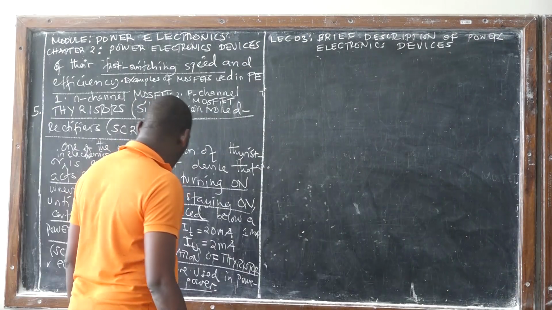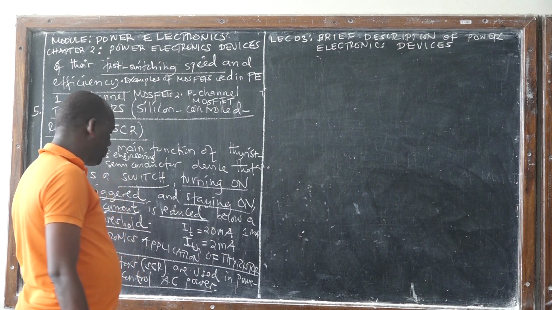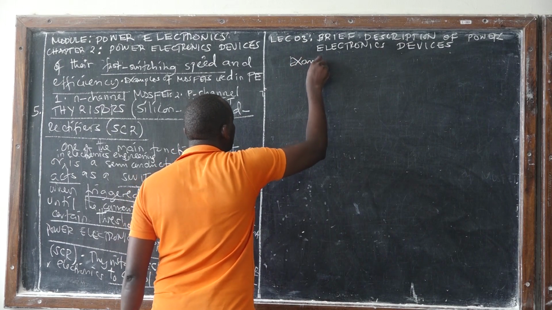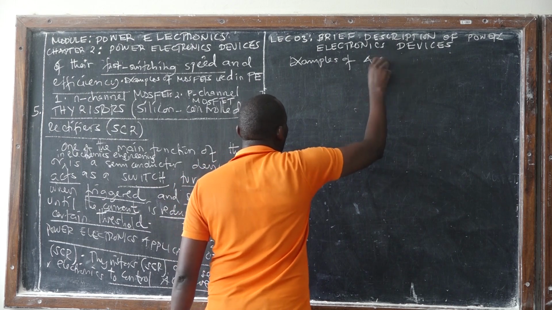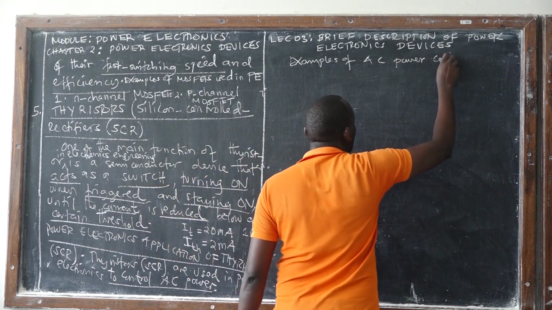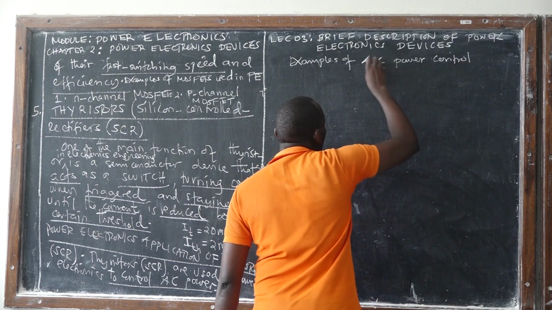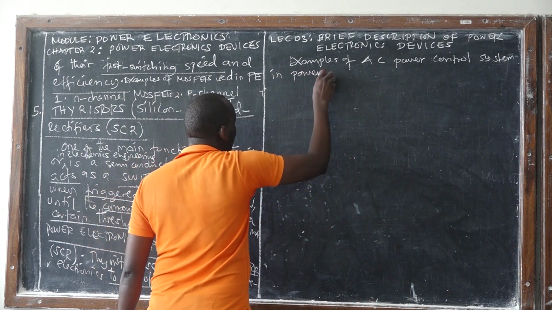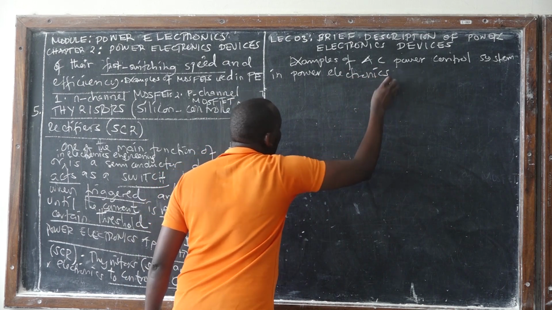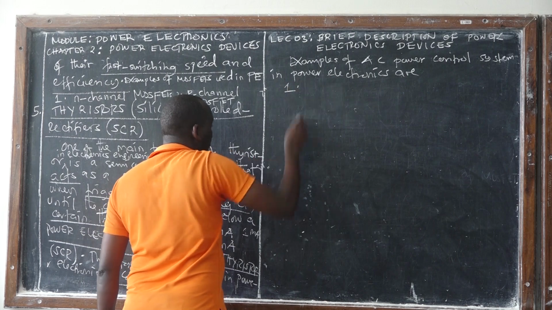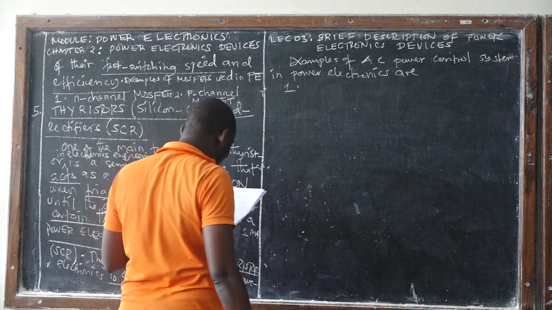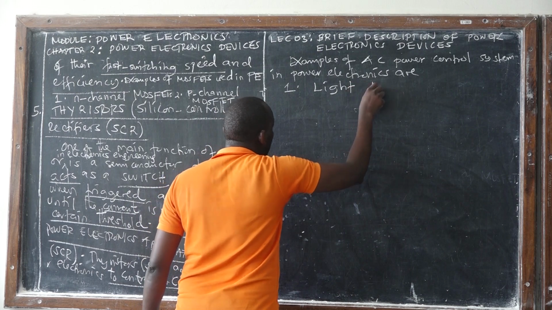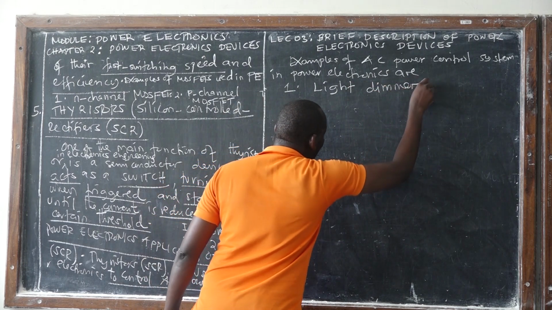So examples of AC power control systems in power electronics: we use thyristors or silicon controlled rectifiers as power electronics devices in light dimmers. Say light dimmers.